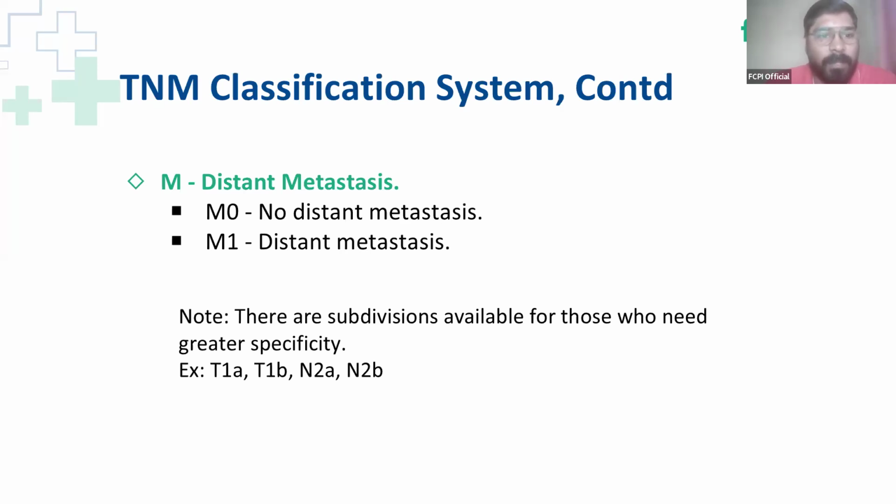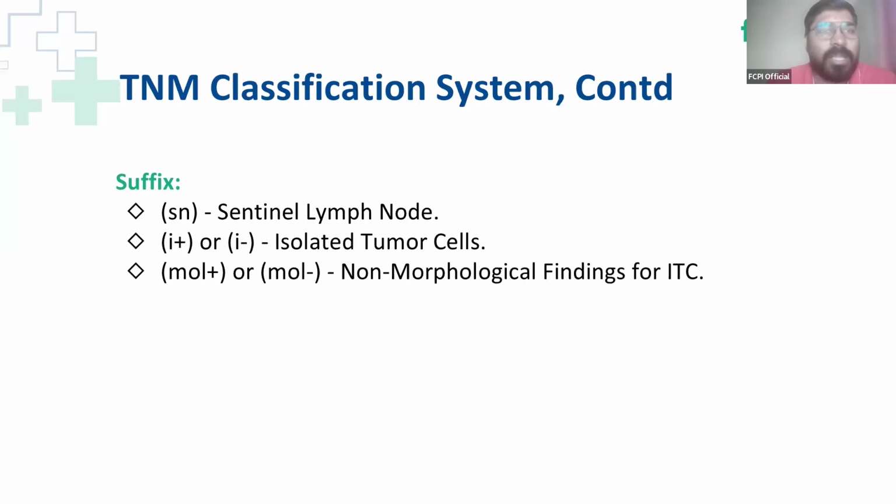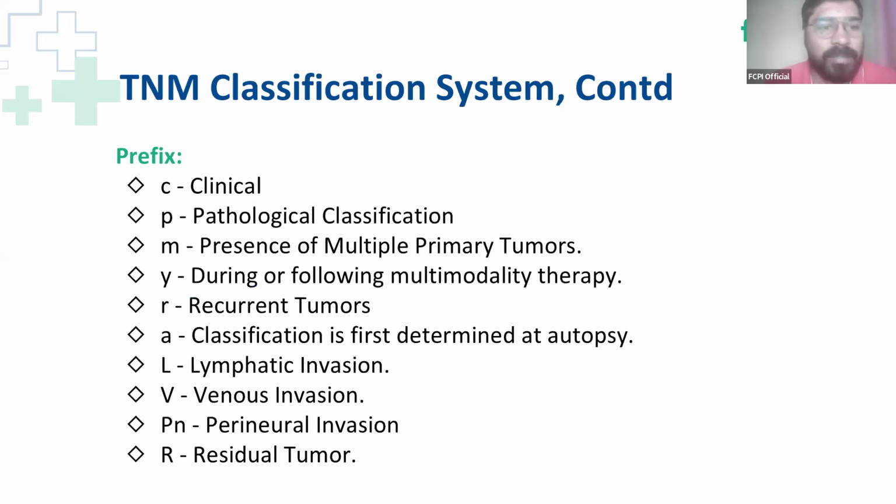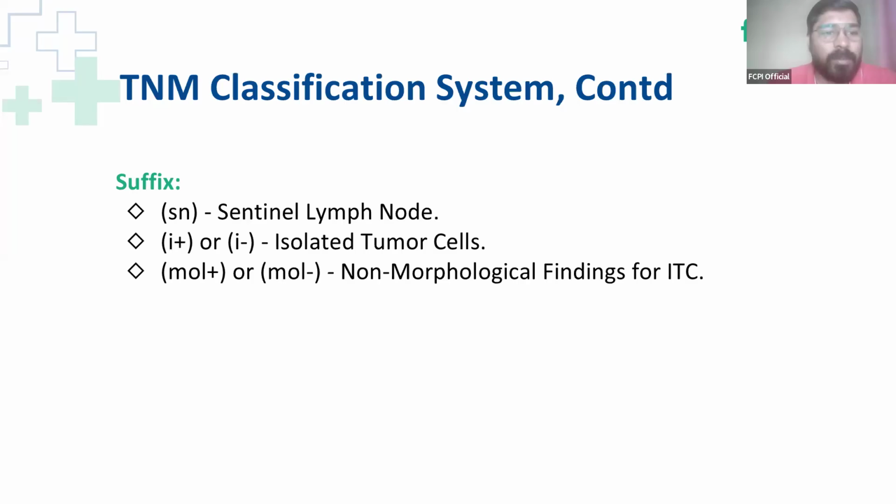Next slide. So in TNM classifications, we have both suffixes and prefixes. Coming to the suffix, SN, which is the sentinel lymph node, where the primary tumor extends to the first lymph node. And I plus or I minus is the presence of isolated tumor cells. Presence or absence can be determined. So MOL plus or minus, here we can find the presence or absence of non-morphological findings of isolated tumor cells.